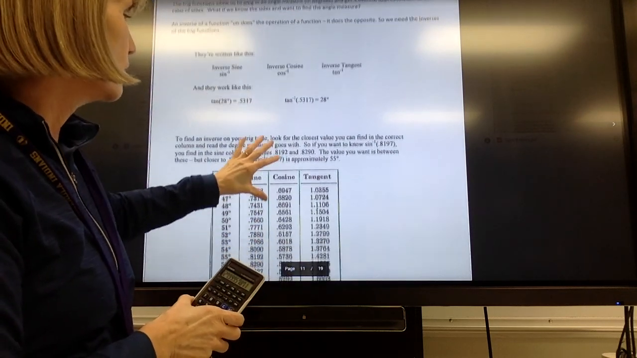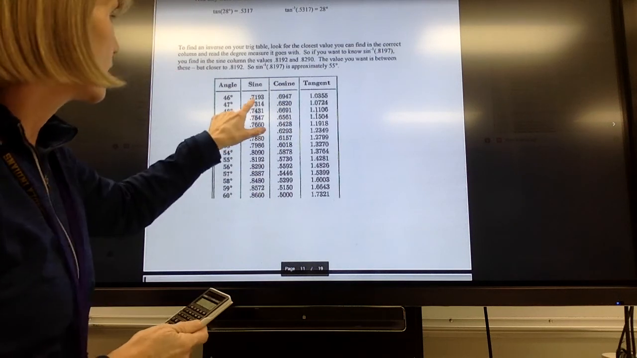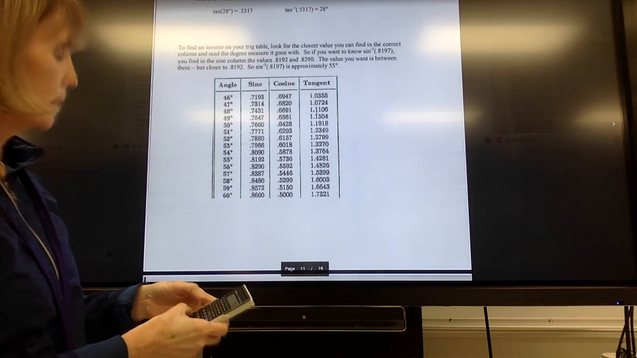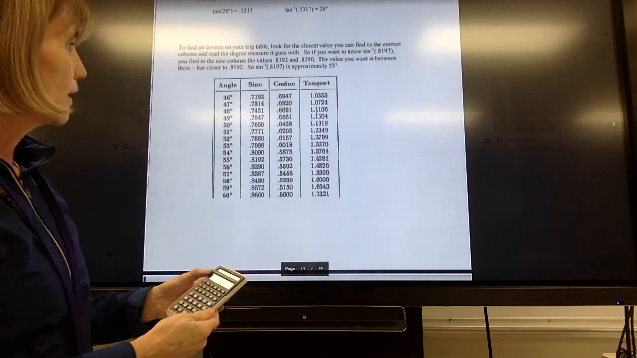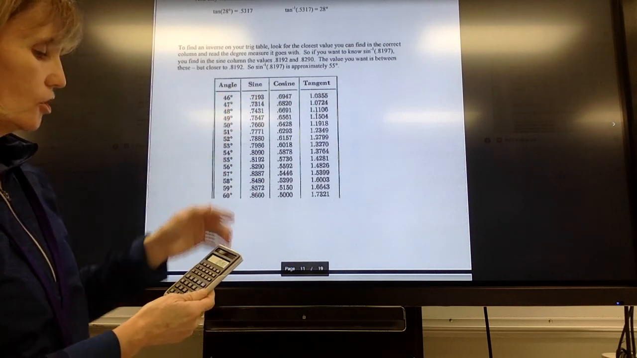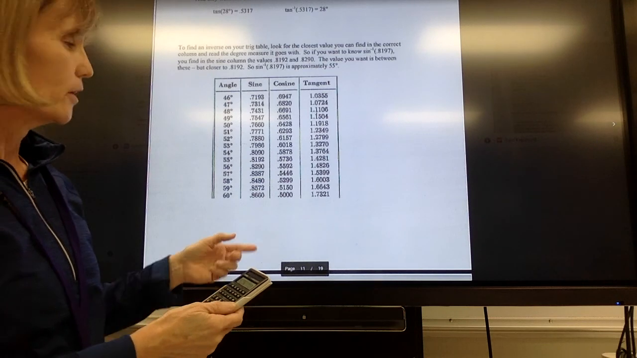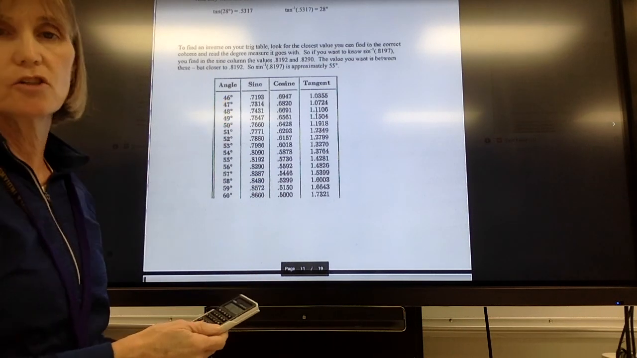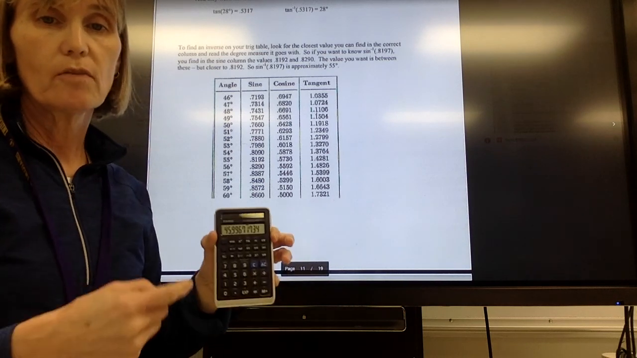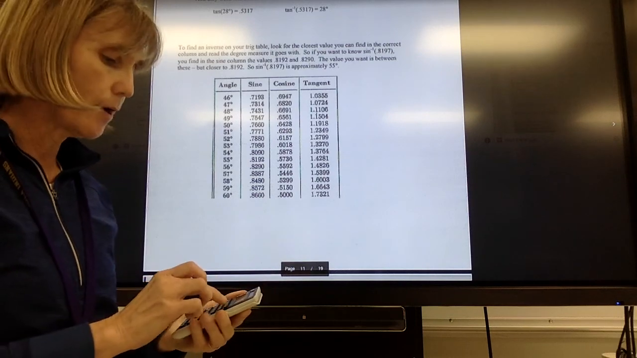Okay, and we could do this with any of these on our table. This is the table that's in your packet. You could take the sine value. So if I punch in the decimal 0.7193, and I want to undo that and get the angle measure, I'm going to hit shift and then the sine button. And I get 45.996, which rounds to 46 degrees. Okay, so anytime you're trying to find the angle measure, you've got to use your inverse function, or your little trig function with the -1 by it.